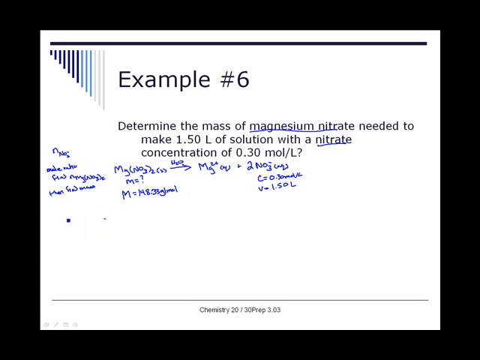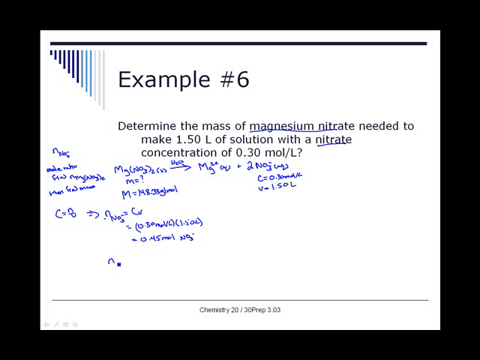So it's always good to think about what you want to do before you start doing it. So I'm going to start with concentration is equal to n over V. I want to find the number of moles. So I know that n of NO3 is equal to concentration times volume. Concentration is 0.30 moles per liter times my volume of 1.50 liters. Multiply it through, and we get 0.45 moles. And that's of NO3.